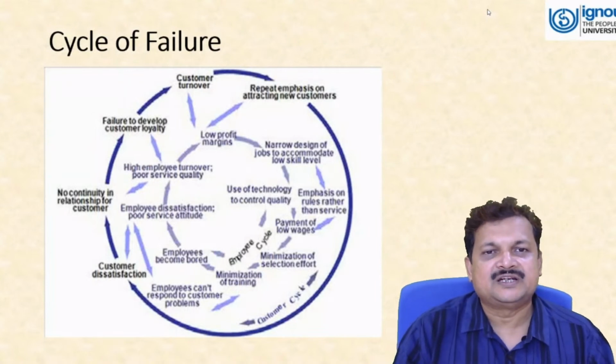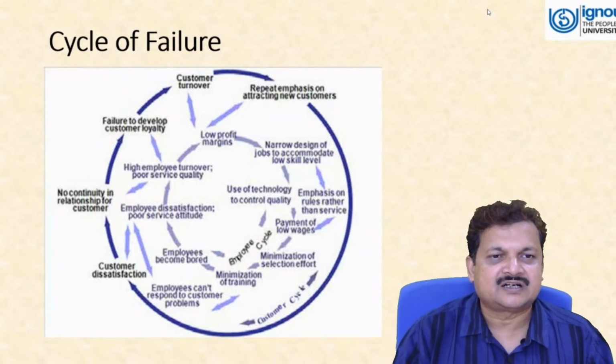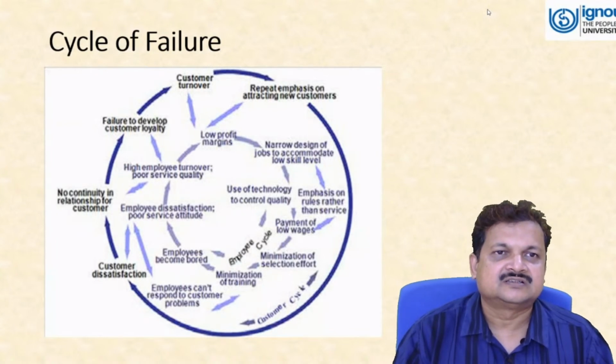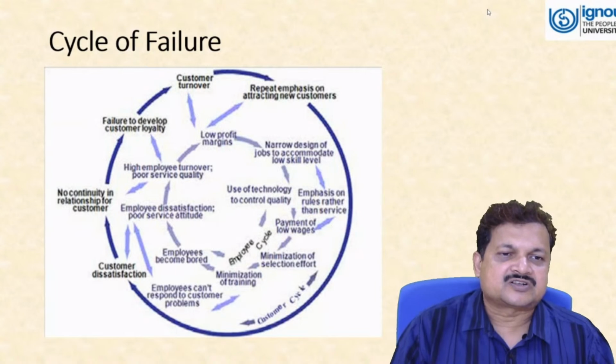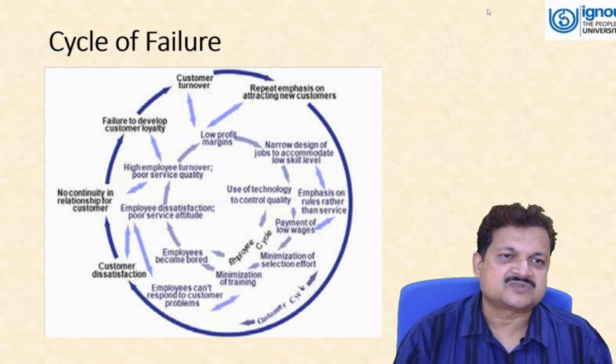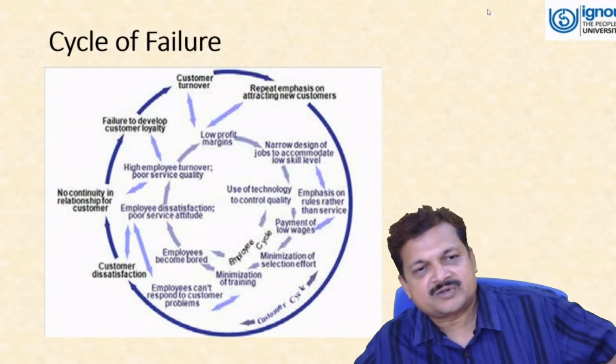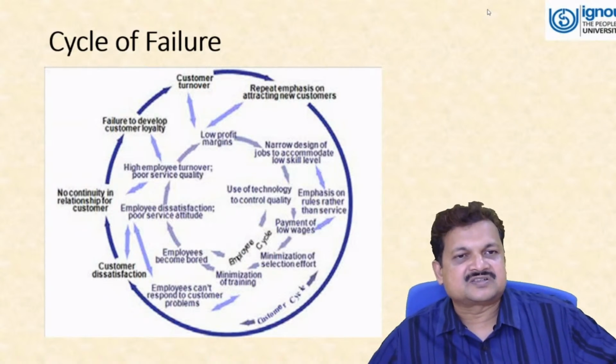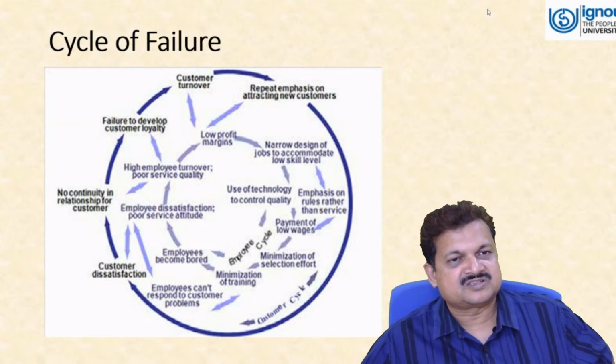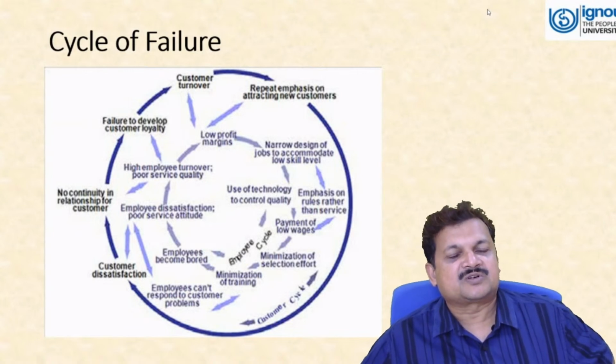Now the cycle of failure. How failure takes place: it starts with the customer cycle. First, customer dissatisfaction is there. Why customer dissatisfaction? No continuity in the relationship with the customer. When you do not have any continuity in the relationship with the customer, there will be customer dissatisfaction. Failure to develop customer loyalty.